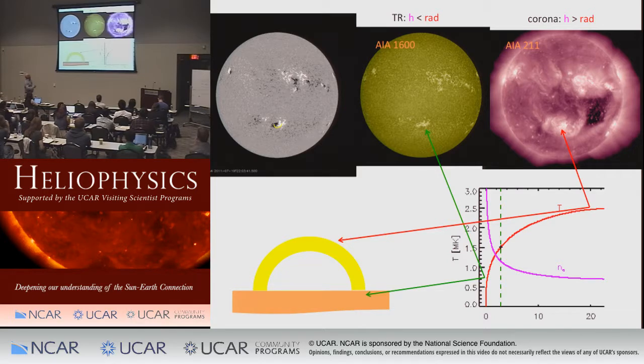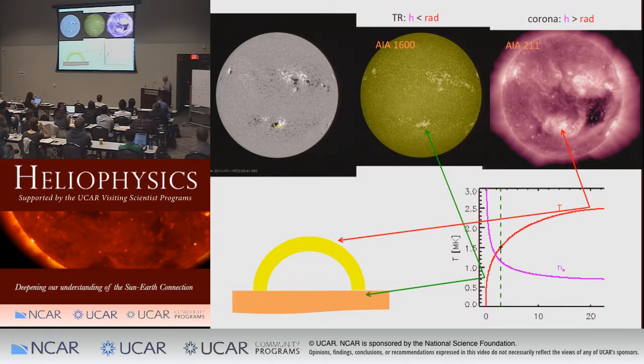If you look in this wavelength, this is just plain old ultraviolet, 1600 angstroms, you're seeing the foot points. This is the cooler, 100,000 Kelvin part, that is down here. 100,000 Kelvin is there. It's radiating a lot. This is where all the losses are coming from. But it doesn't show you any of the loops. It just shows you the feet of the loops.